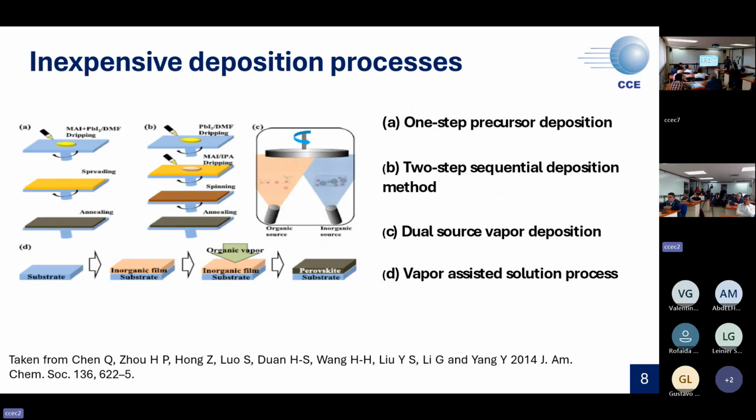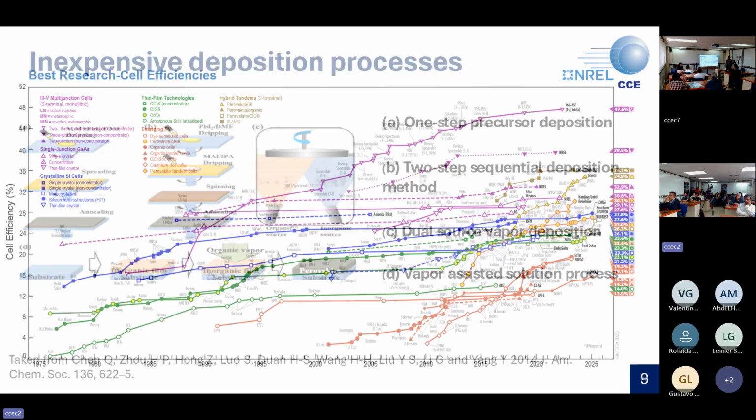And in particular, one important property of this material is that it is possible to fabricate with low cost processes. Some processes to fabricate perovskite thin films are one-step precursor deposition, two-step sequential deposition, dual source vapor deposition, and vapor assisted solution deposition. It is a material with many possibilities.